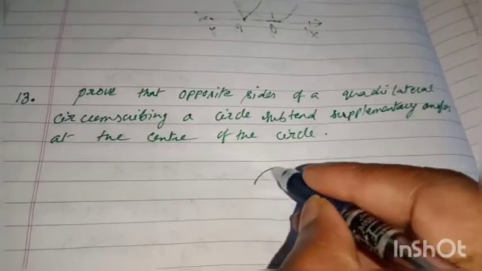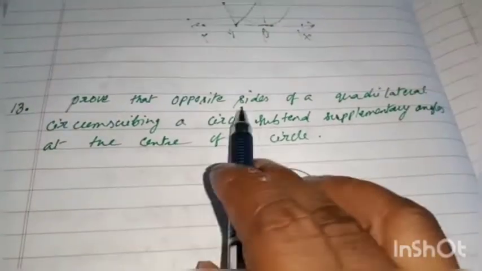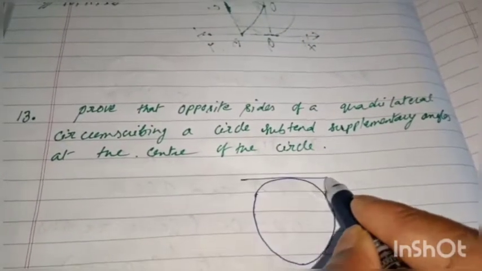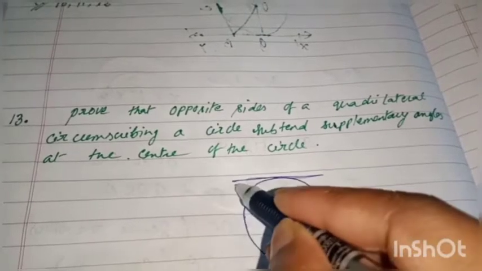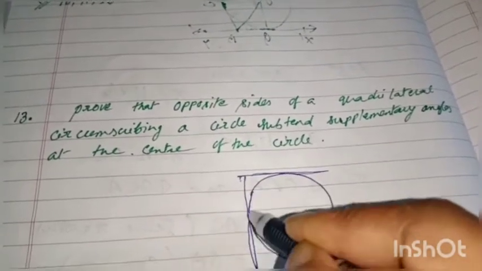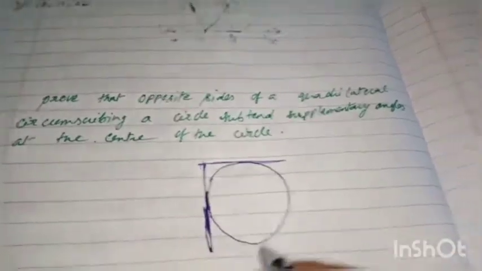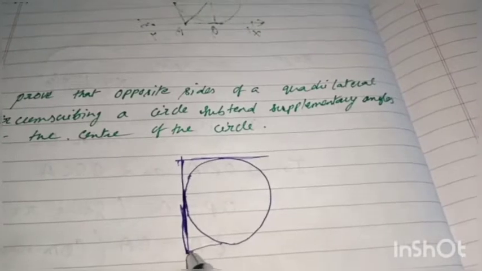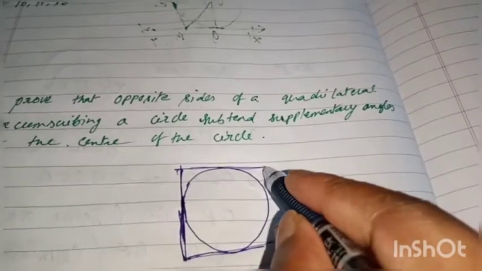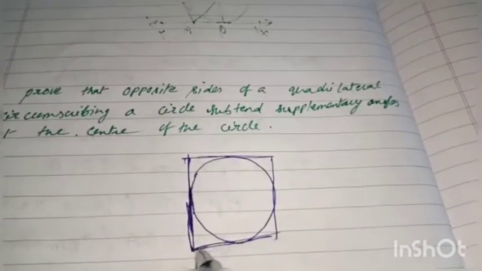See the figure. This is a circle. Prove that opposite sides of a quadrilateral circumscribing. You have to draw a quadrilateral which is circumscribing this circle. Circumscribing means, already you know, I explained. I already told you that please use compass and scale to get a proper diagram, to draw tangents and circle. I am not using that. You have to use it.